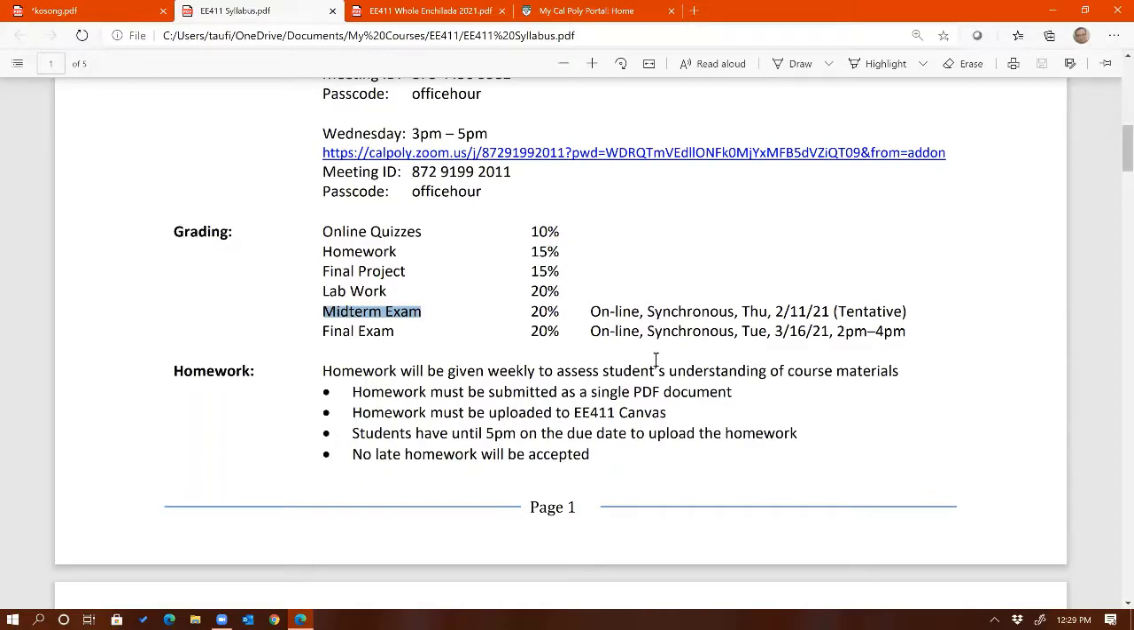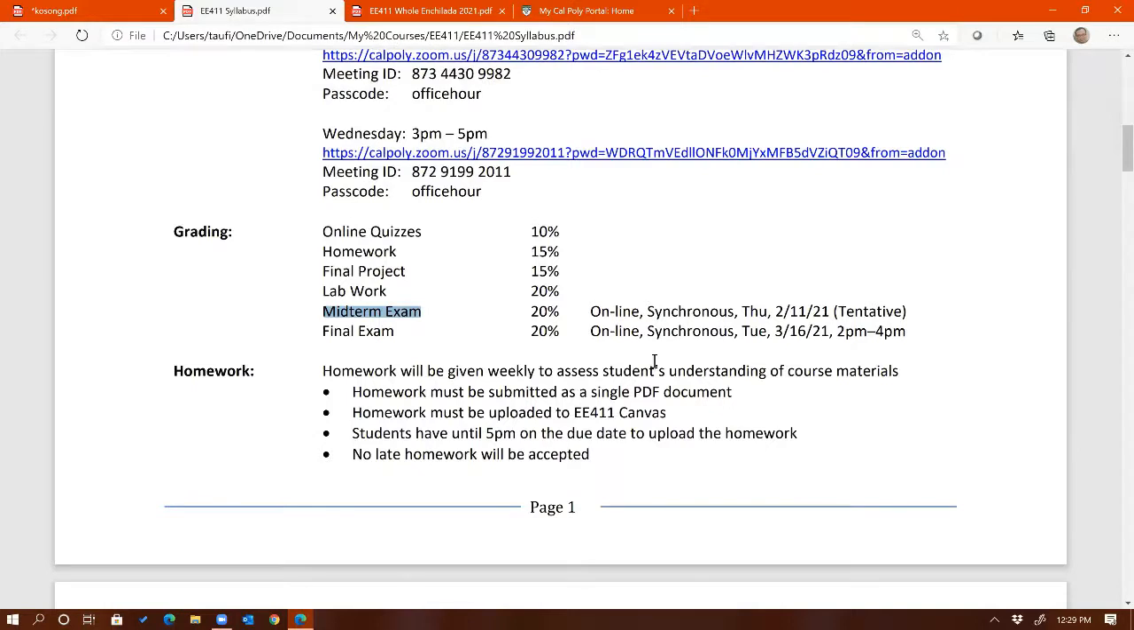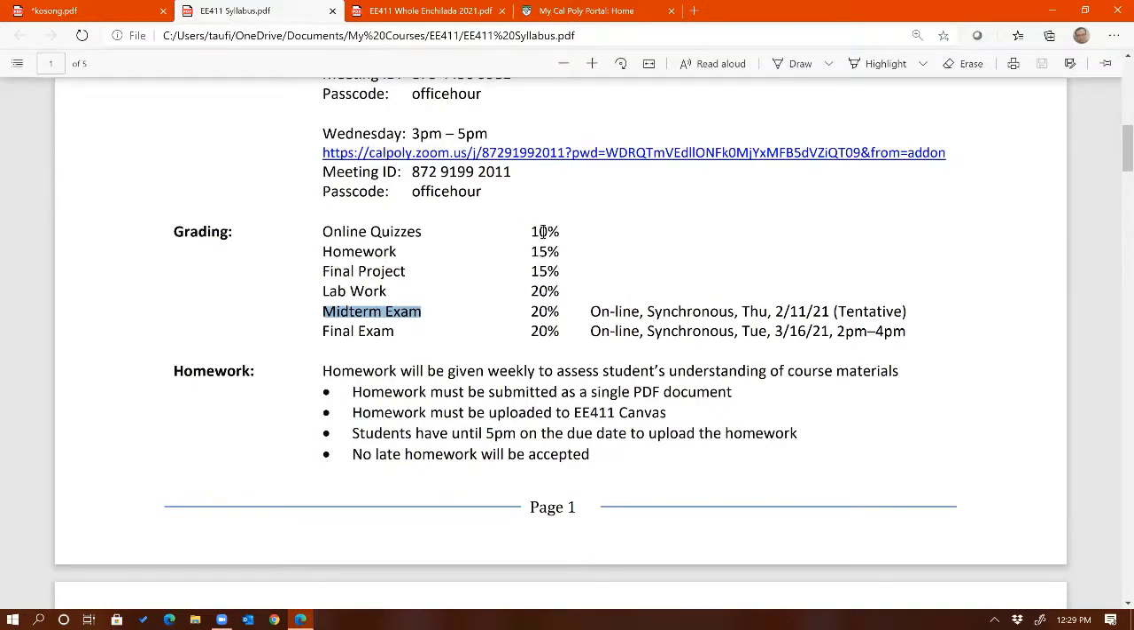Let's see. I was looking at the numbers, to see if these are all adding up to 100%, and it seems like they are, right? 60 plus. Yeah. The first test is going to be tentatively scheduled for February 11. But final exam, that's already scheduled for March 16, okay, Tuesday for final exam. So once again, final exam is not comprehensive, just like in EE410.